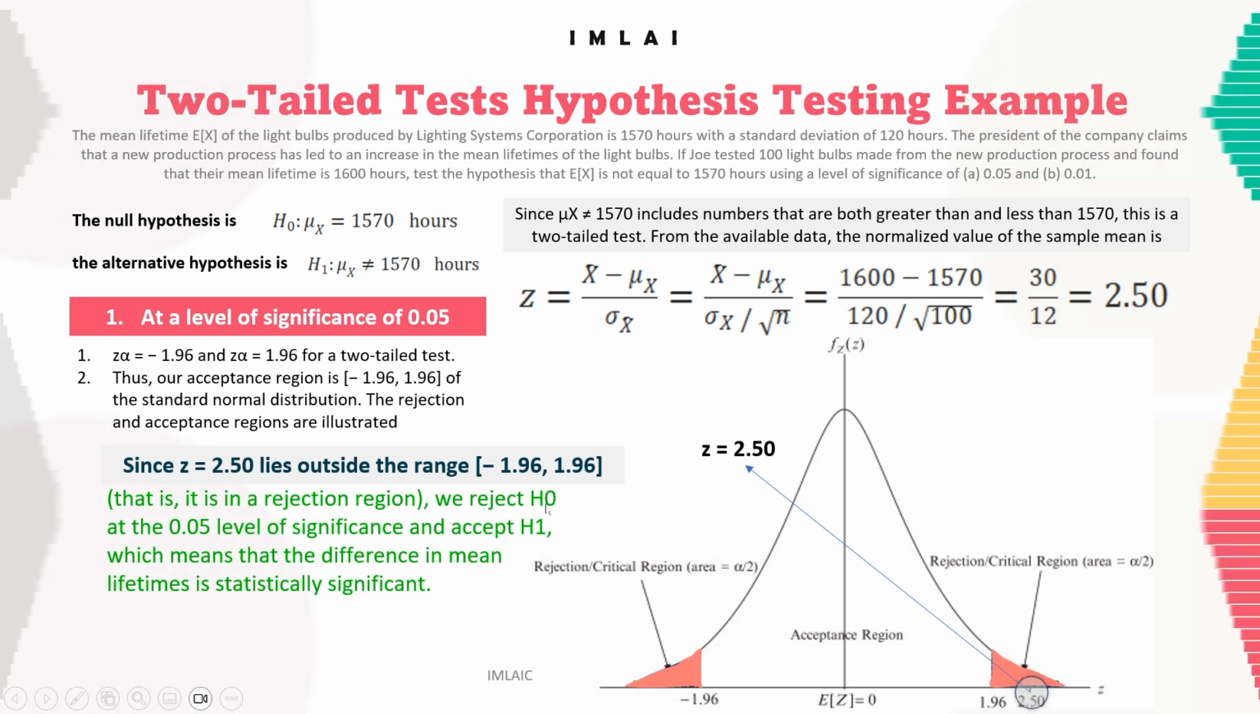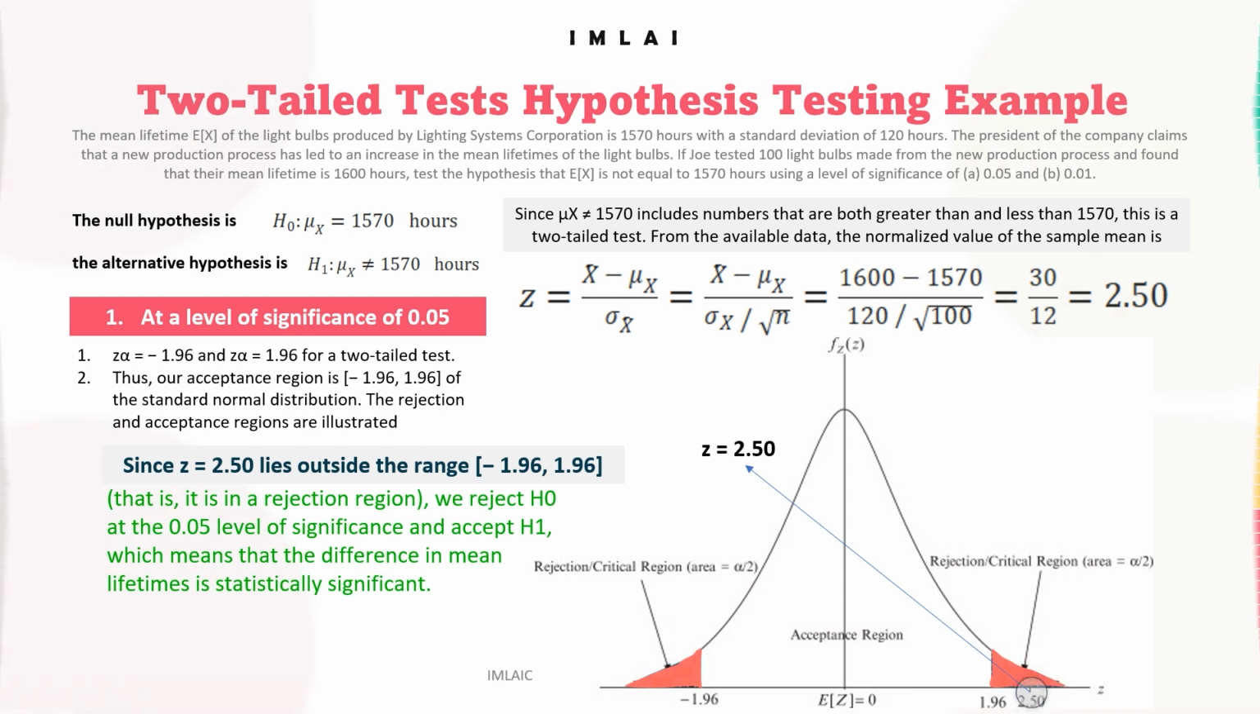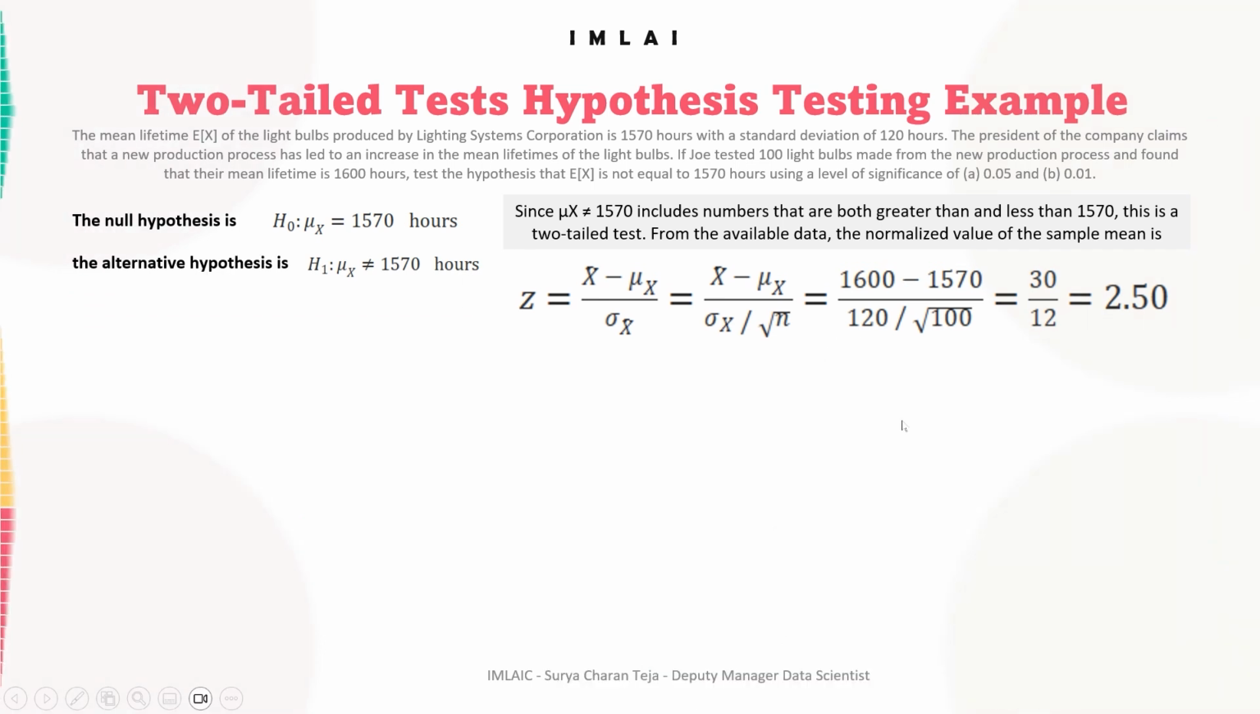We reject the null hypothesis at the 0.05 level of significance, and we accept. We don't need to say we accept. Once you reject the null hypothesis, it means the other way you will be accepting the alternate hypothesis, which means that the difference in mean lifetimes is statistically significant. Now let's also look into the second case, which is a level of significance of 0.01.